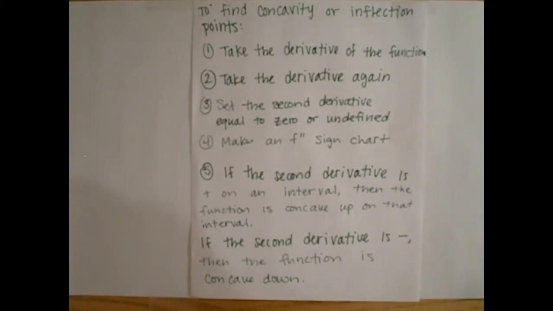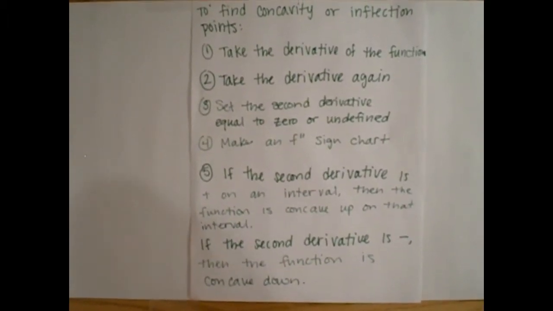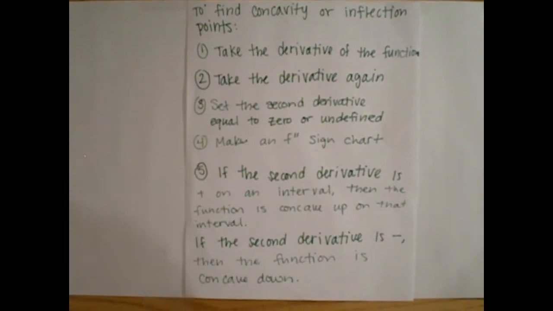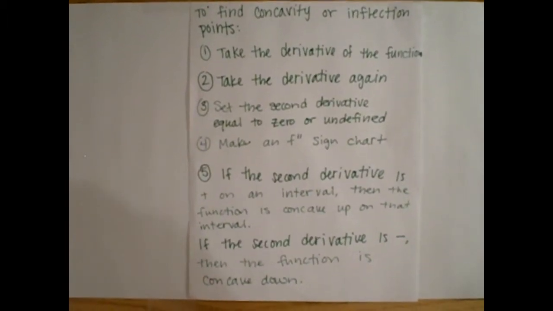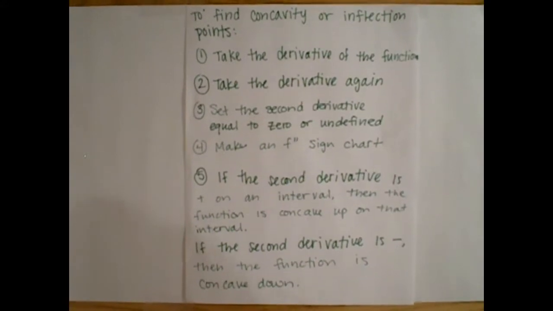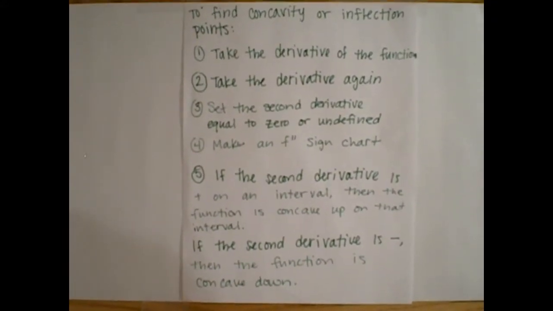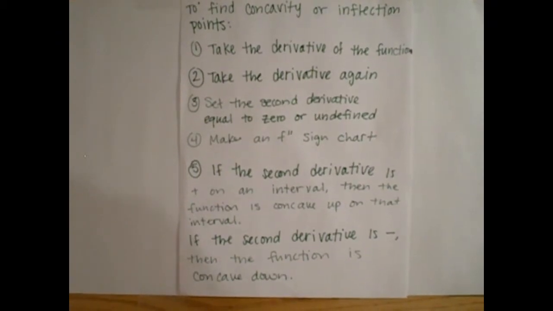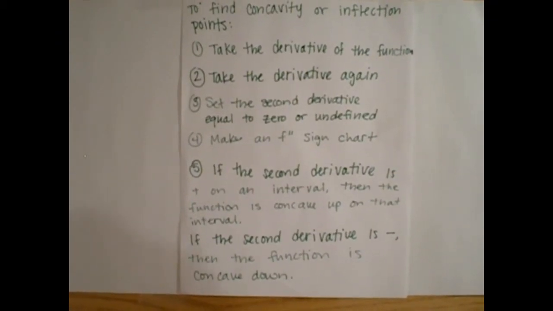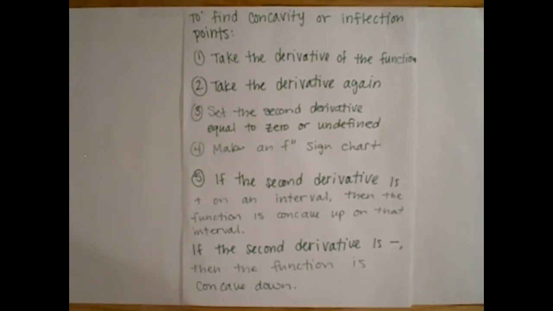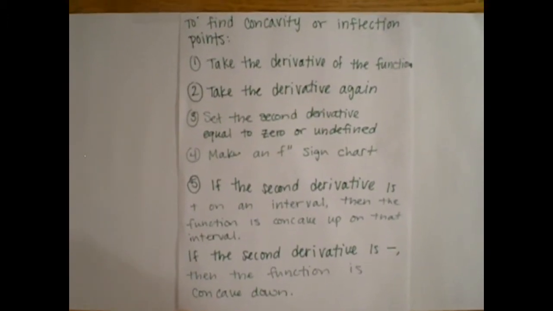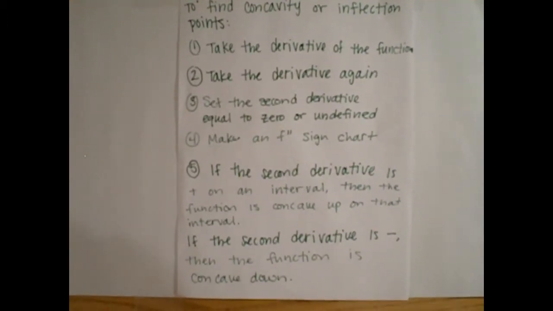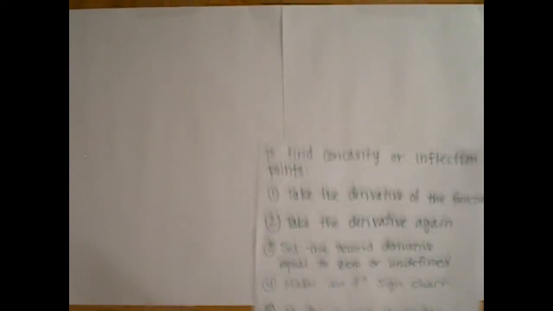We set the second derivative equal to 0 or find where it's undefined and make an f prime sign chart. If the second derivative is positive on an interval, then the function is concave up on that interval. If the second derivative is negative, then the function is concave down. If the second derivative is changing from negative to positive or from positive to negative, then there's an inflection point.